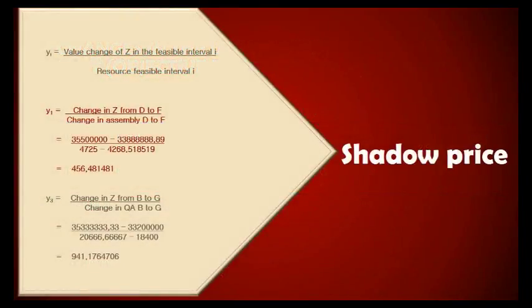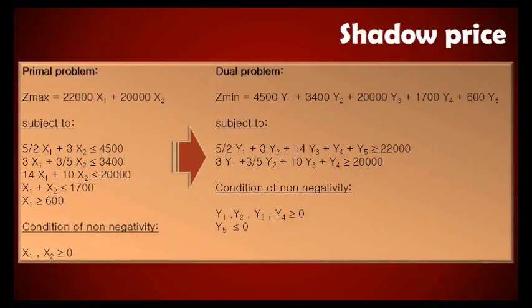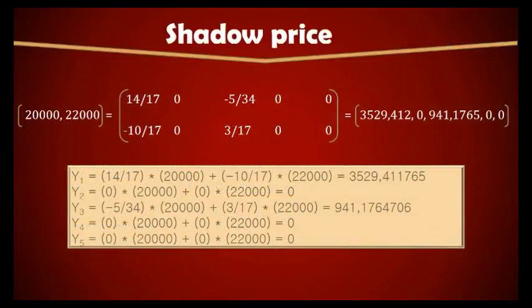Shadow price. To calculate it, we should divide the change in the value of Z in the feasible interval by the change in the resource in its feasible interval. The value per unit of resource can also be calculated by converting the primal problem to its dual. Taking the last iteration of the primal problem, and the values of the objective function, it is obtained.